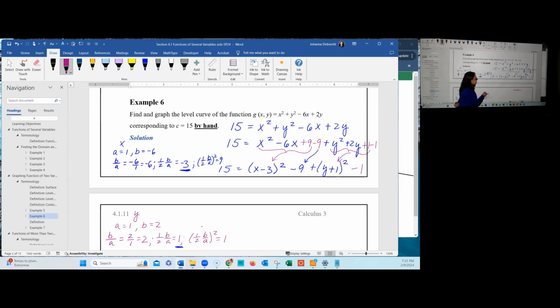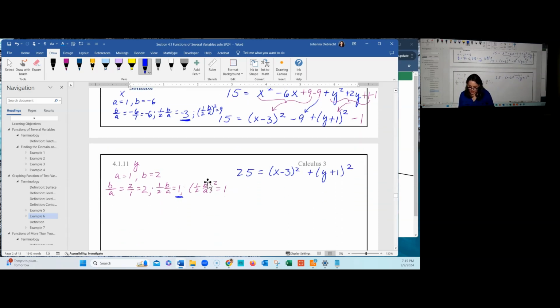I can add 10 to both sides of the equation to move the constant to join the 15. That would give me 25 equal to x minus 3 quantity squared plus y plus 1 quantity squared. This is a circle with a center at 3, negative 1 and radius 5. So let's write down the ordered pair for the center, coming from the opposite of the value inside the binomials. And the radius is the square root of the constant term, in this case 5.